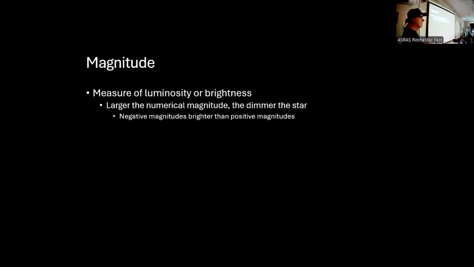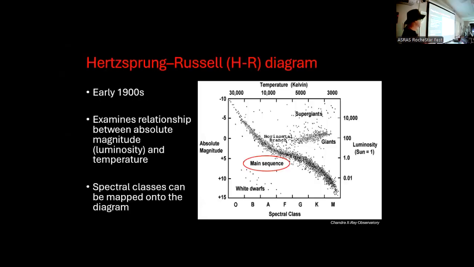All right, so magnitude is a measure of luminosity or brightness. Remember, one of the scales of the Hertzsprung-Russell diagram is luminosity or brightness. And it turns out that the larger the numerical magnitude, the dimmer the star. So a star of 1 is much brighter than a star of 16, which is not the way I'm used to seeing scales operate. And negative magnitude stars are even brighter than very, very low positive number stars. Oops, I keep doing this, sorry.